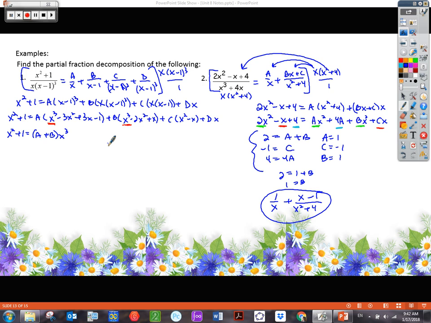Okay, so now I'm going to collect the x squareds together. So here's an x squared, here's an x squared, there's an x squared. I have 3 x squareds. So let's collect their coefficients together. This x squared has a negative 3a coefficient. This x squared has a negative 2b coefficient. This x squared has a c coefficient.